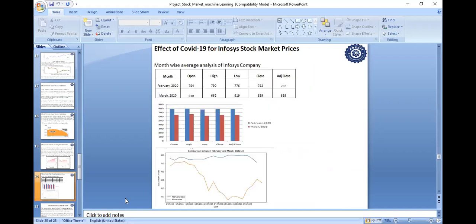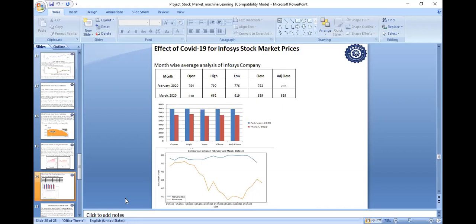Here we have worked on the effect of COVID on stock market prices. We have taken Infosys data for two months, February and March. We have compared the stock prices between February and March. Here February is shown in blue and March in red, to get the difference between the open, high, and all five characteristics of the stock market data.